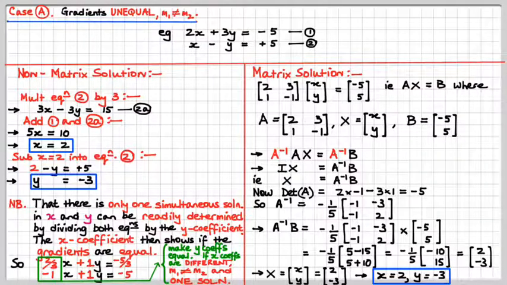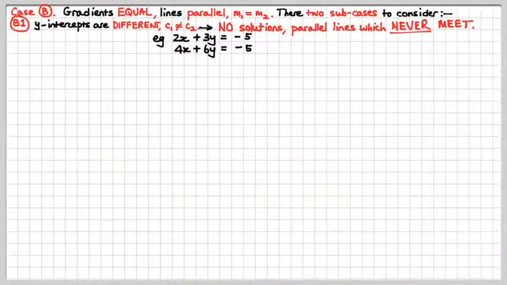So now remember, this is case A. Case A today, this is where the gradients are not equal. So now we're going to move right along to case B1, I think. Case B is where the gradients are equal, the lines are parallel, M1 equals M2. There are two subcases, we'll do B1 here, where the y-intercepts are different. That C1 is not the same as C2. No solutions, parallel lines, and they never, ever meet, right?